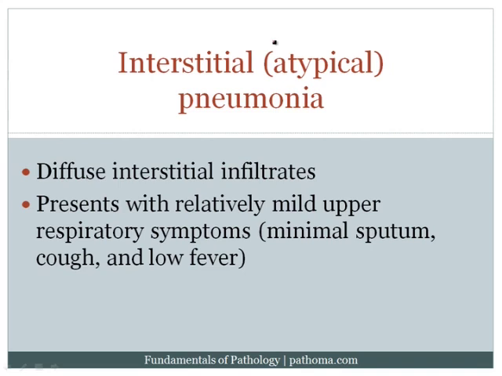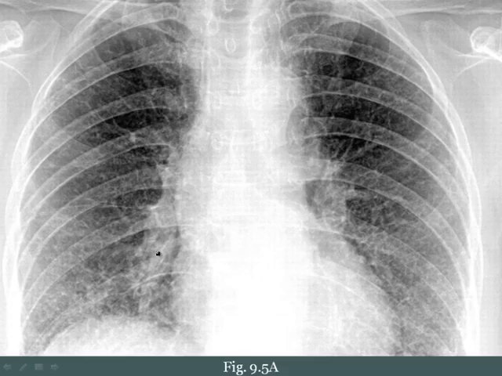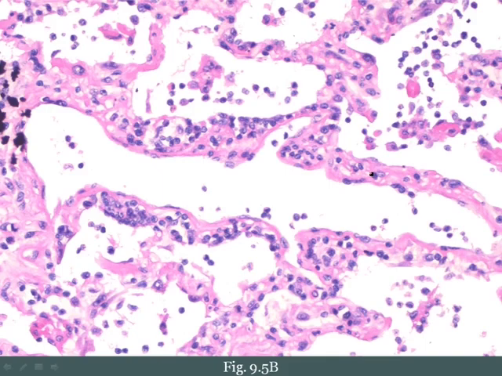However, in interstitial pneumonia, the symptoms are much more upper respiratory symptoms, so that the patients have minimal sputum, they have cough, and they usually have a low fever. Here's a classic image for an interstitial pneumonia. When you look at the lung, you can clearly see that the interstitium is much more prominent, and you can clearly see that there's an increase in lung markings and interstitial processes occurring.